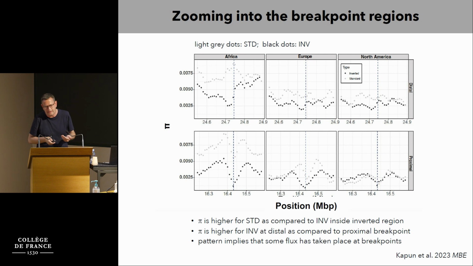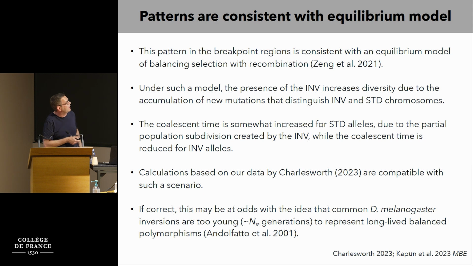And so in fact, the only good way to explain that is that the suppression of gene flux at the breakpoints is not complete. So these patterns are consistent with an equilibrium model of balancing selection with recombination. And under such a model, we would expect that the presence of a newly arisen inversion creates population subdivision, and it will increase diversity due to the accumulation of new mutations that distinguish the inverted and standard chromosomes.